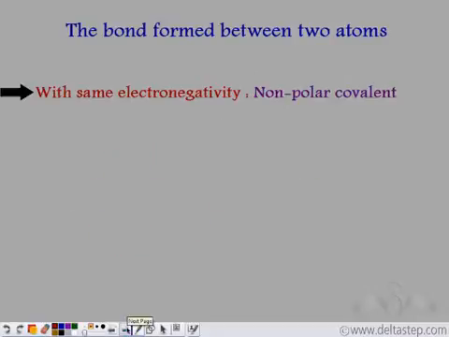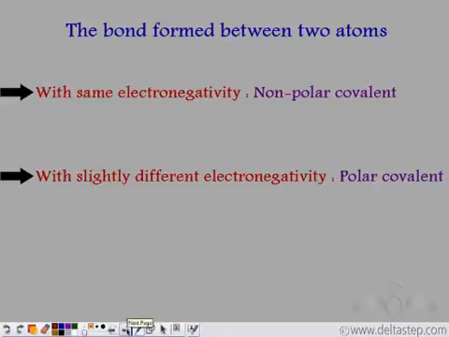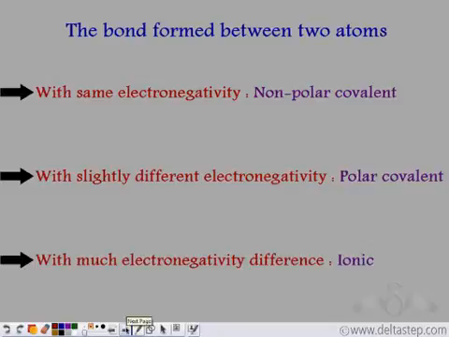So when there is bond formation between two atoms having the same electronegativity, the type of bond formed is a non-polar covalent bond. When there is a little electronegativity difference, the bond formed is a polar covalent bond. And when there is a large electronegativity difference between the two combining atoms, the type of bond formed is an ionic bond. So electronegativity plays a very important role in determining which type of bond is formed between two atoms.